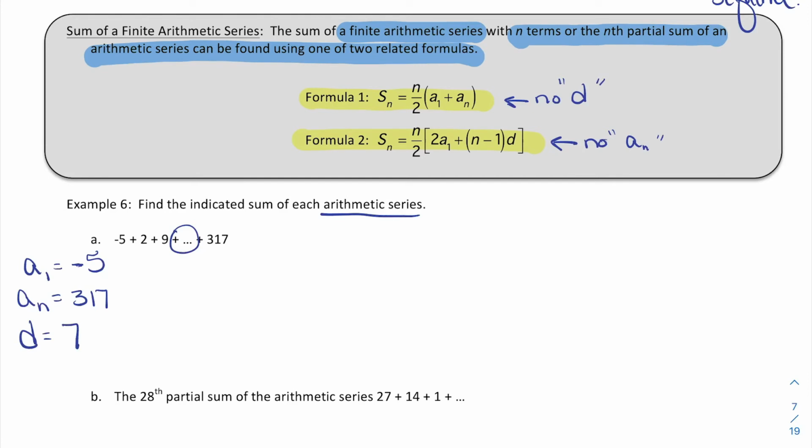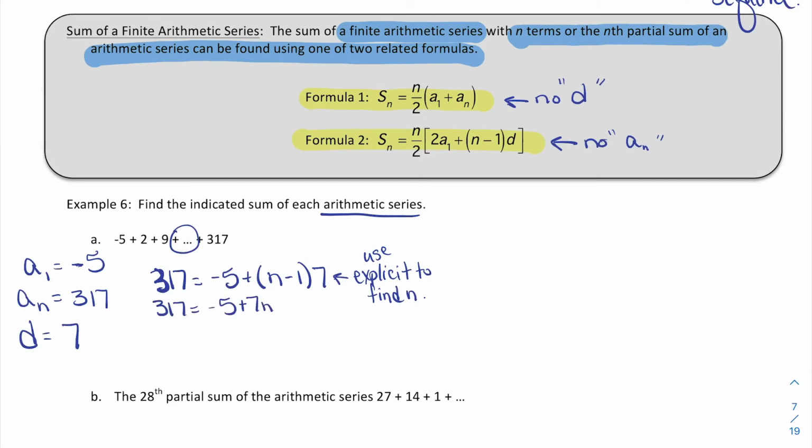So the problem here is, and it's not a problem, but I have a sub 1, I have a sub n, I have d, but I don't have an n. Both of the formulas require an n. So guess what? No problem. We're going to have to find it because we did that in the first part of the lesson. So we're going to take a sub n, which I know is 317, equal to a sub 1, which is negative 5, plus n minus 1 times 7. So I'm just using the explicit formula to find n so that I can use one of the formulas for the sum. So I have 317 equals negative 5 plus 7n minus 7.